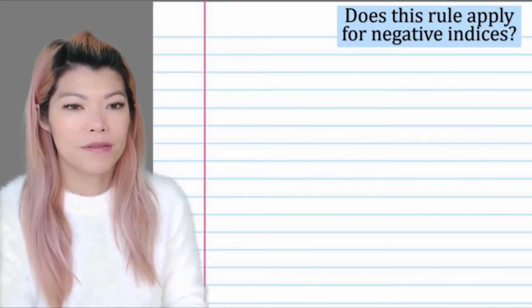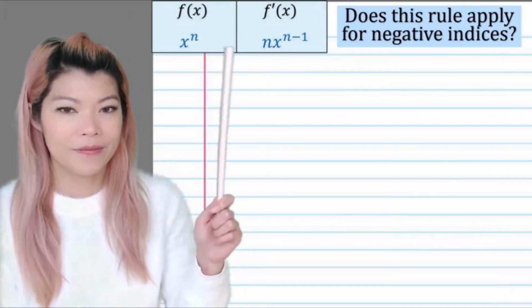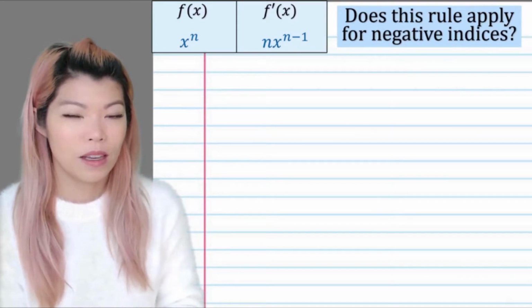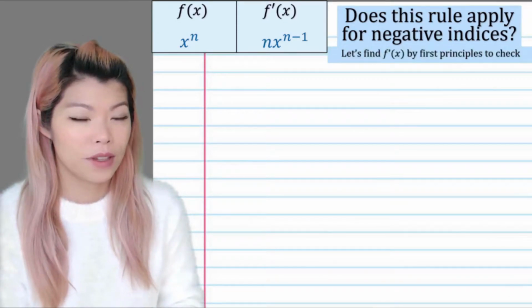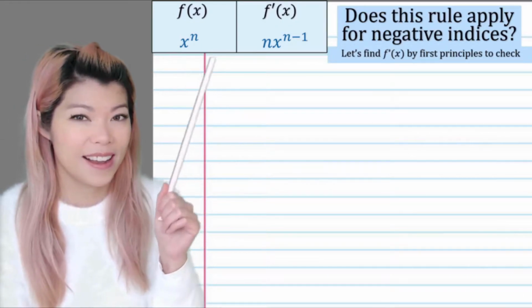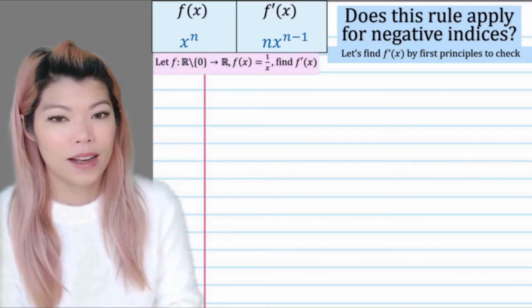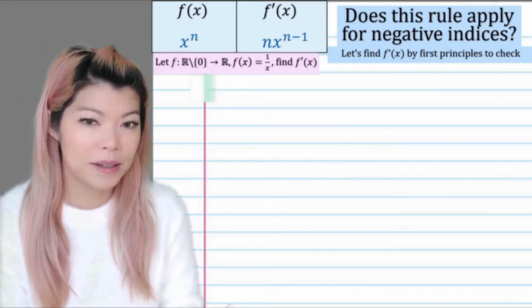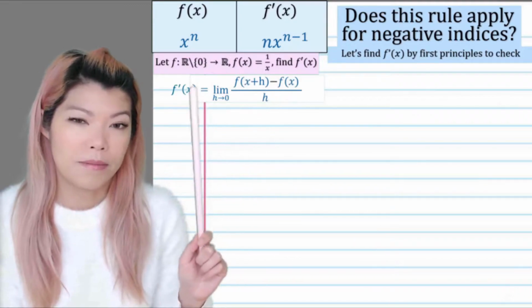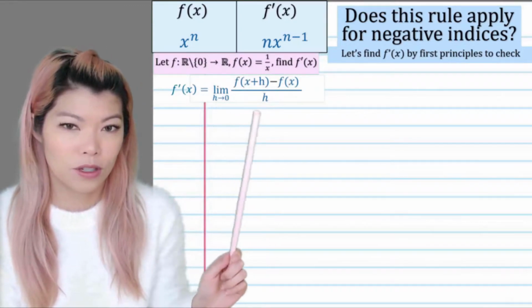Does this rule apply for negative indices? This rule over here, where we bring the power down and then subtract 1 from the power? Well, we can test it using first principles, the most basic one, which is x to the negative 1, or in other words, 1 over x, and see if it follows the pattern. So let's do first principles. It's going to be a bit of a pain. I probably dislike this as much as you do.